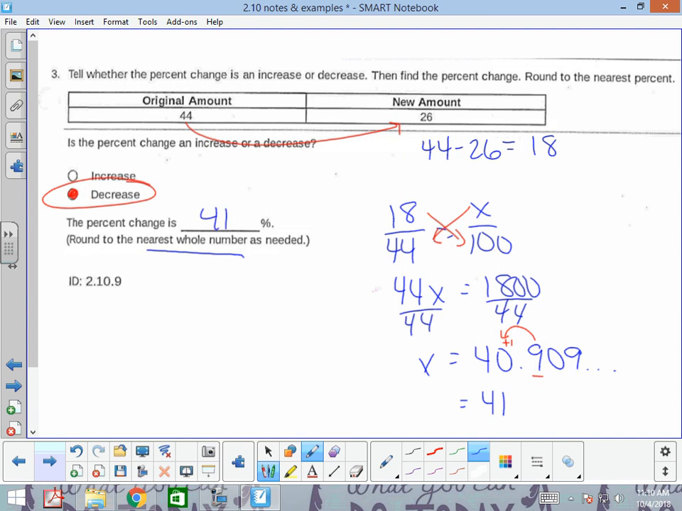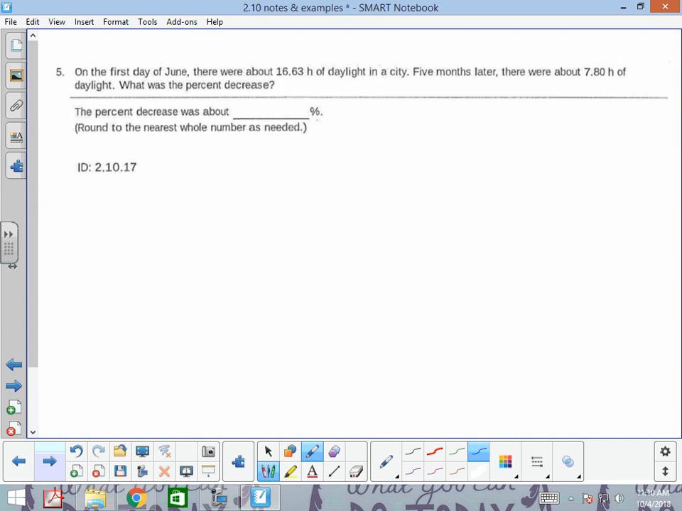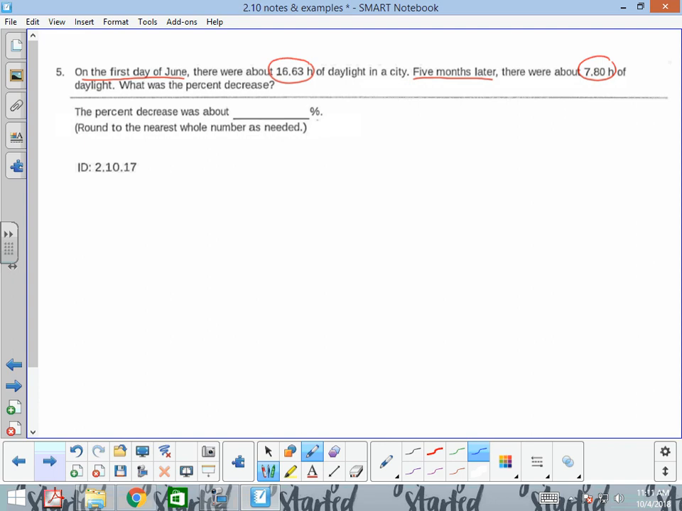All right, so number 4 is like 2 and 3, so we're going to skip it and do the last one for this. Number 5. On the first day of June, there were about 16.63 hours of daylight in a city. 5 months later, there were about 7.80 hours of daylight. What was the percent decrease? So first, we're going to find the amount change. You can just plug this in your calculator if you want to. You don't have to show me this step. Just show me your proportion. And that is 8.83. So that's our top number. That's the amount change over the original amount. Originally, because June is before 5 months later, this is my original amount.